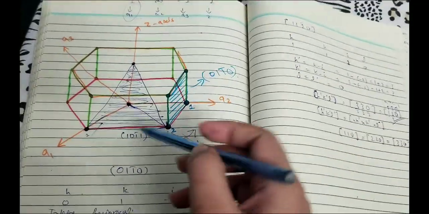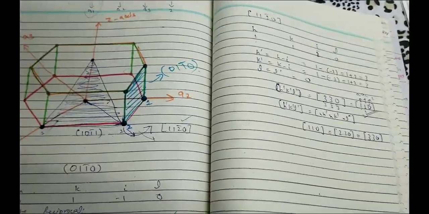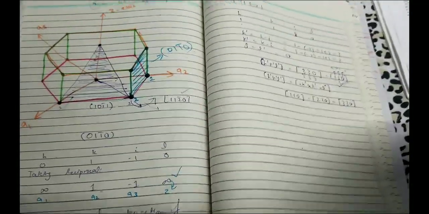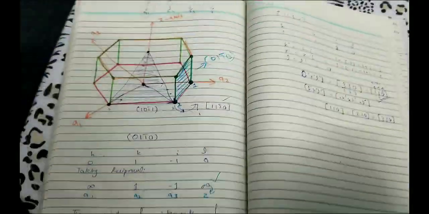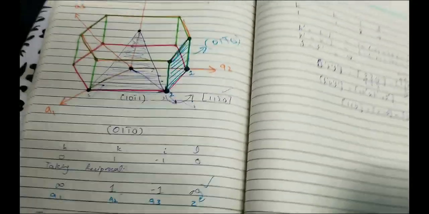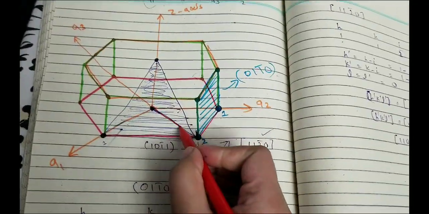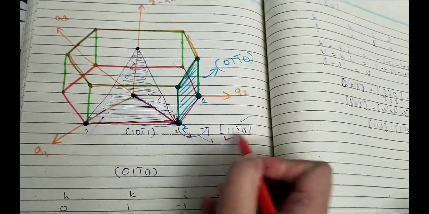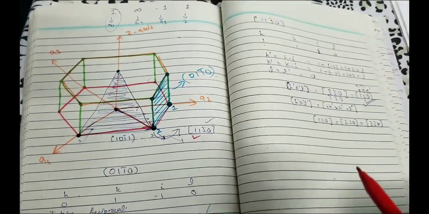In this way we have drawn the direction and the planes. You can draw it using a different pencil. Let's say this. This is the direction. In this way the question is done.